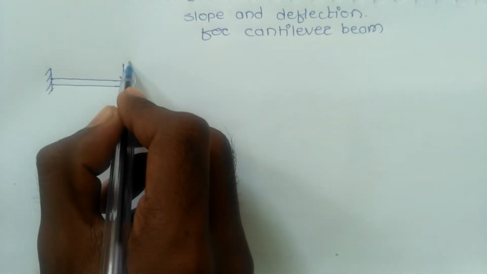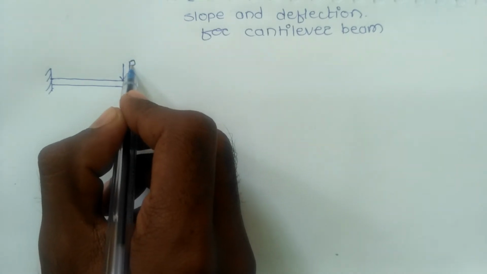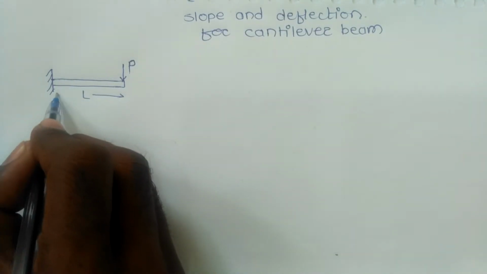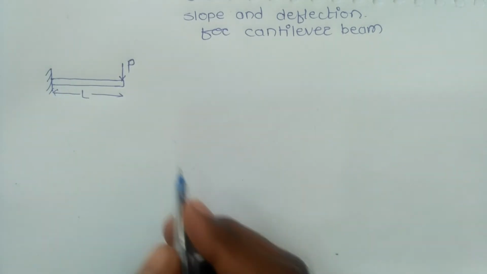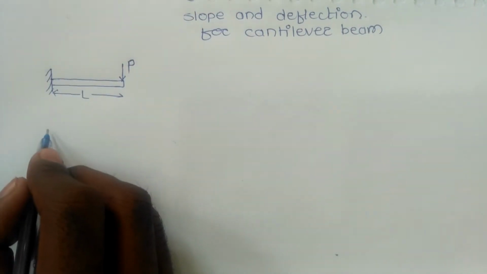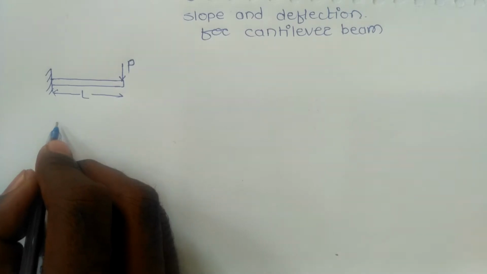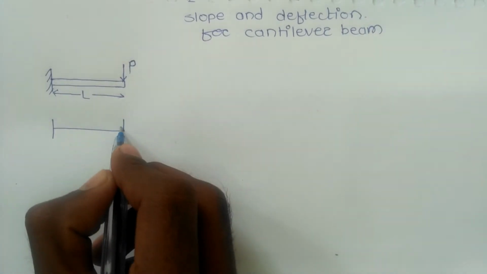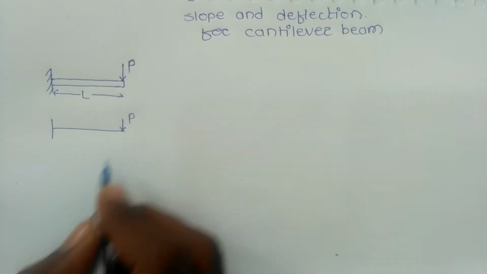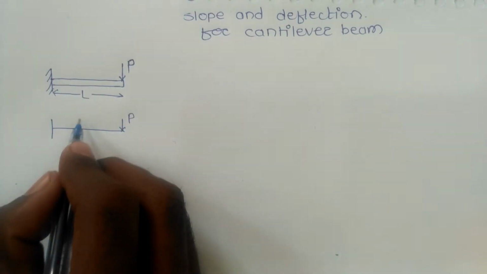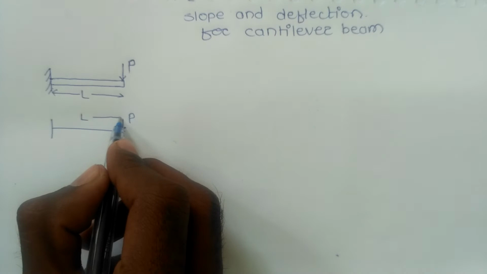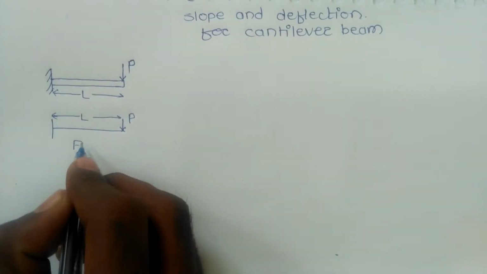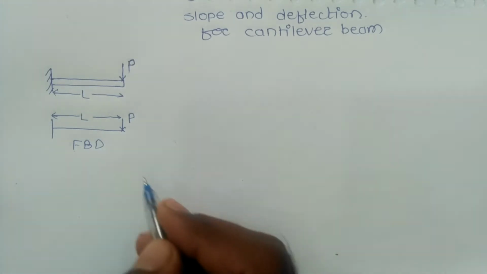Apply the point load P at the free end, having span of L. Now let us draw the free body diagram for the cantilever beam. This is point load P. This is span L. This is the free body diagram for the cantilever beam.